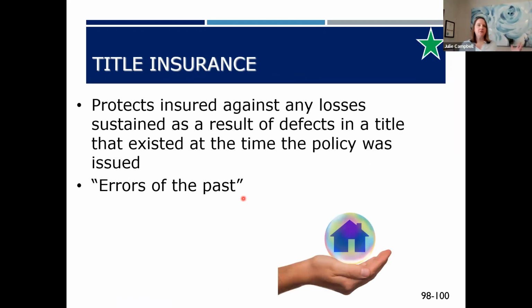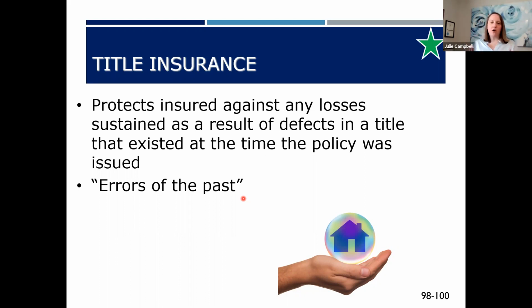What does insurance do? Medical insurance, car insurance, homeowners insurance, renters insurance. What does it do? It covers you if something goes wrong, right? It covers you if something bad happens. Guess what title insurance does? It protects your title in the event something happens that couldn't have been discovered via the attorney's title search. Something that came up after you purchased the property, once you became the owner.